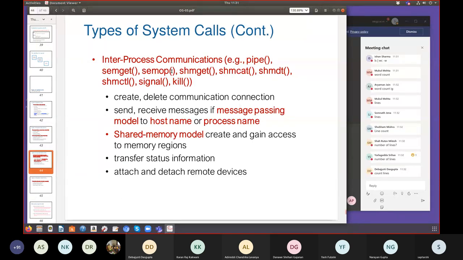Okay. So there are many different situations where one process needs to talk to another. So the operating system, or the kernel, gives several system calls for such inter-process communication. Okay.